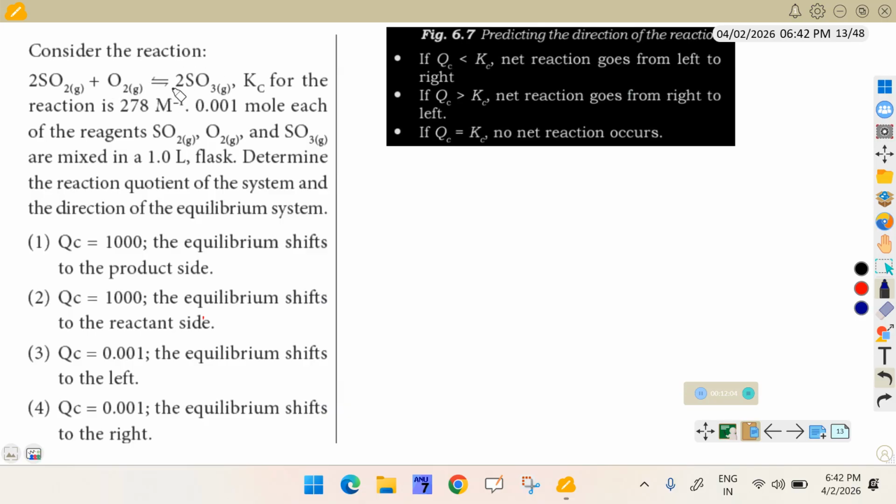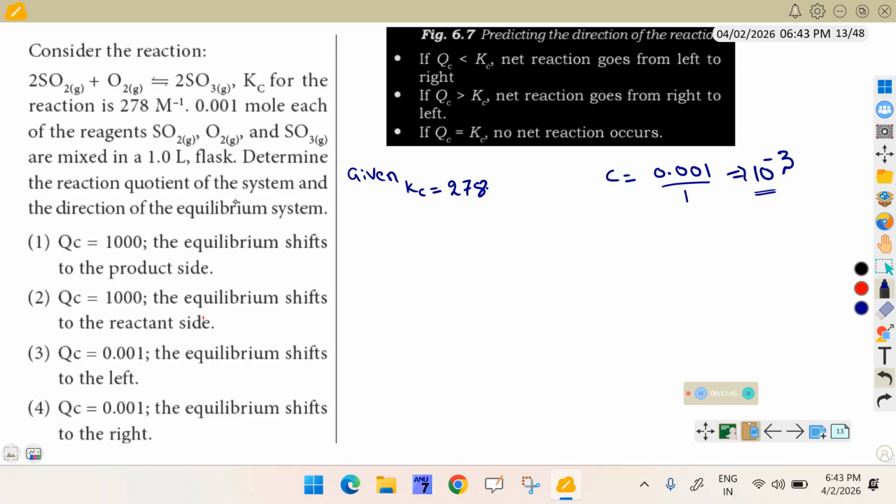Consider the reaction. Kc value is given. Kc value is equal to 278 and concentration is also given, 0.01. It can be written as 10 power minus 3. Number of moles are given. So number of moles is equal to 0.001. Concentration is equal to number of moles by volume. 0.001 by how many liters? 1 liter. So 10 power minus 3 concentration.